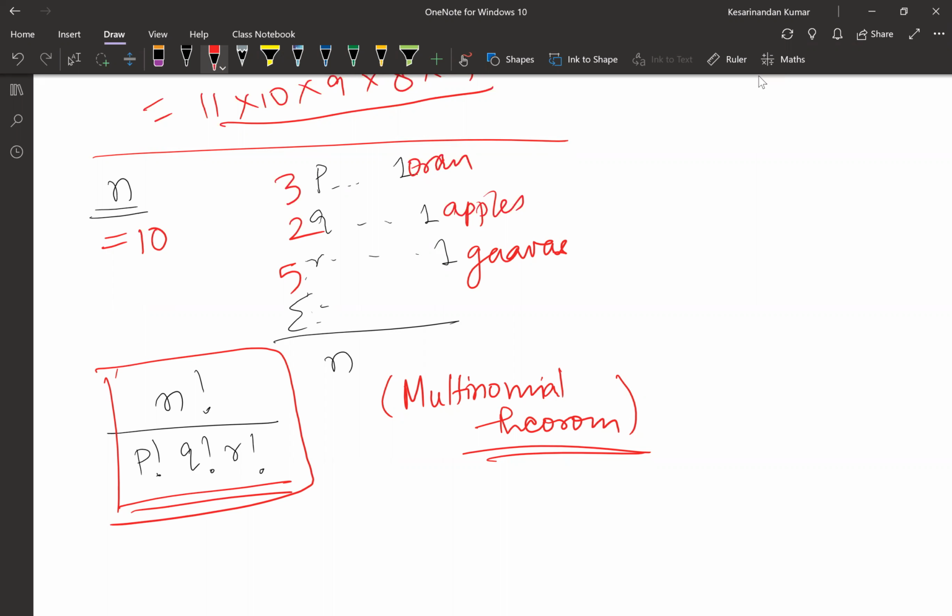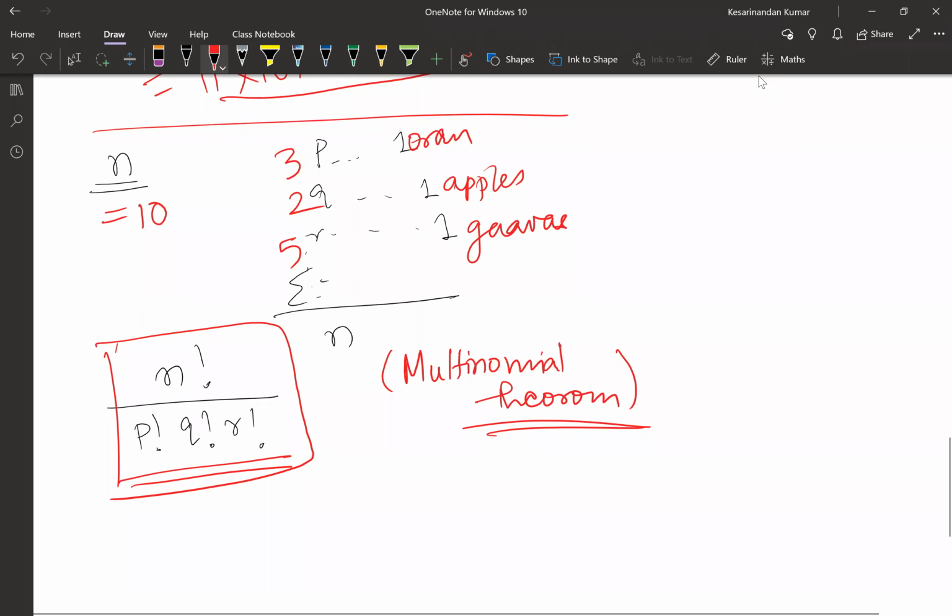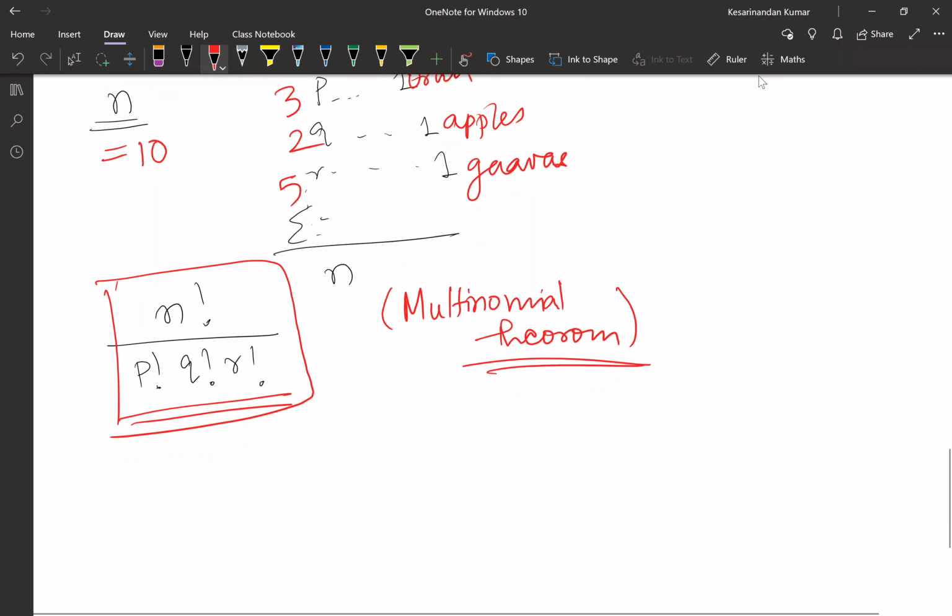Got this clear now? Anybody any doubt in this case? Pretty basic one to start with. This is just the extension of your nCr, where there you had normal cases. Here you have some cases which are similar. Everyone clear? I will move to the next case. Okay, perfect.